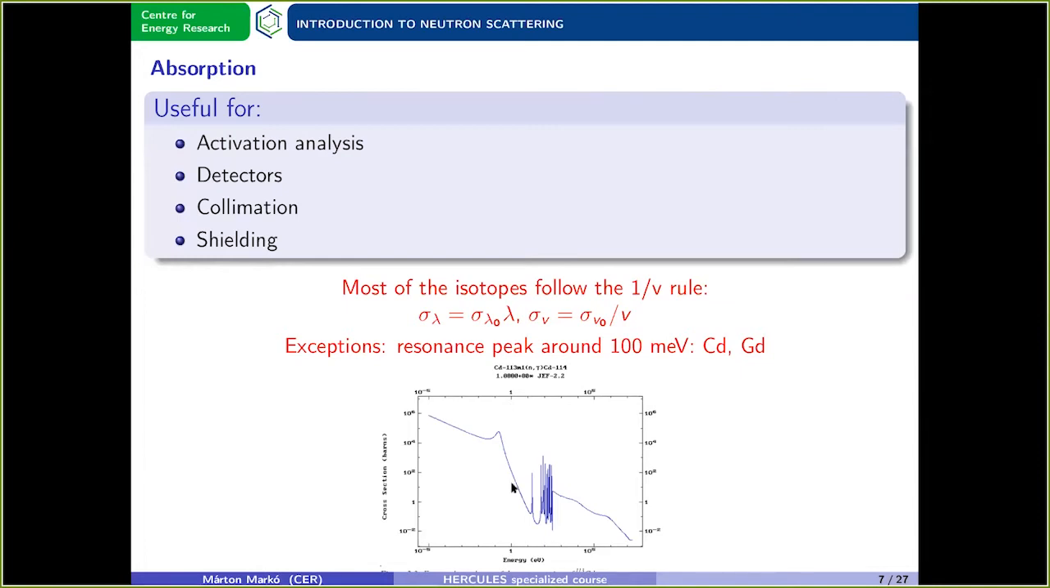So just a very few words about absorption. Generally, in the neutron energies we use, the isotopes follow the 1 over v rule, which means that the absorption cross-section is strongly increasing with the wavelength or decreasing with the speed. And there are a few exceptions. It's gadolinium and cadmium, which have a so-called resonance peak at the thermal energies, and for thermal neutrons they have a very high cross-section, and epithermal and faster neutrons don't see practically anything, so it's like a glass. Neutrons can go through.